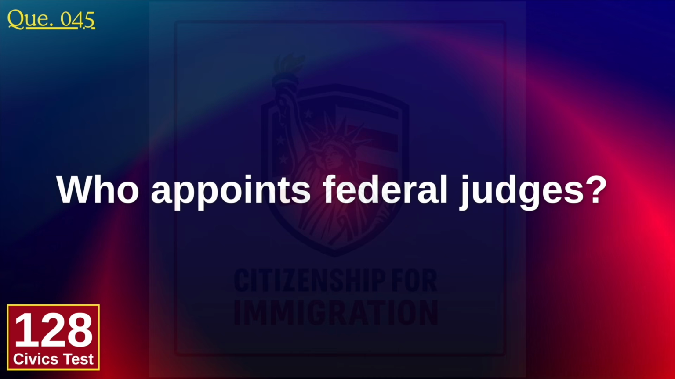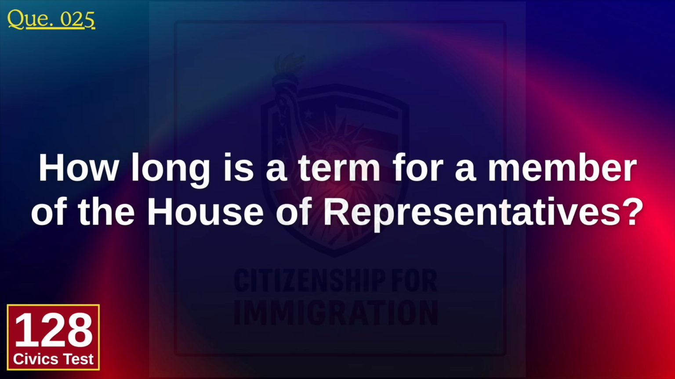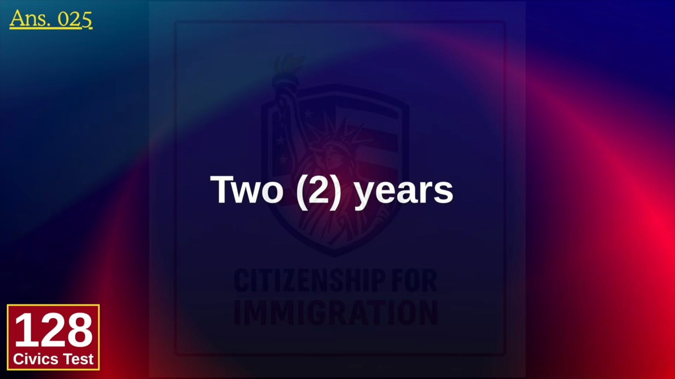Who appoints federal judges? The President of the United States. How long is a term for a member of the House of Representatives? Two years.